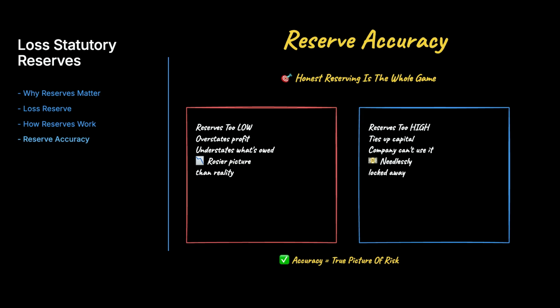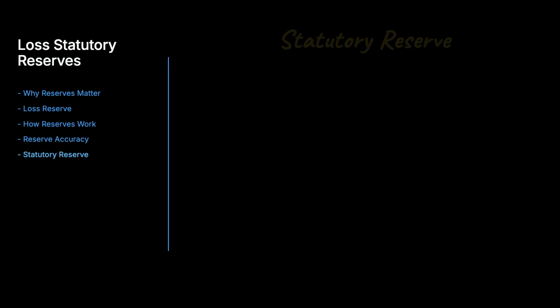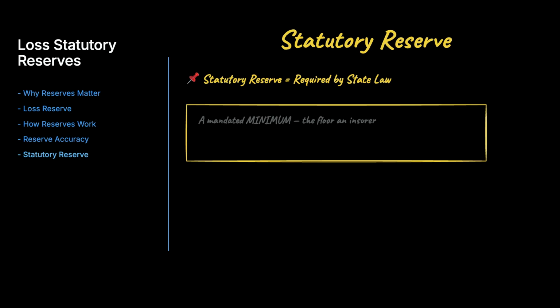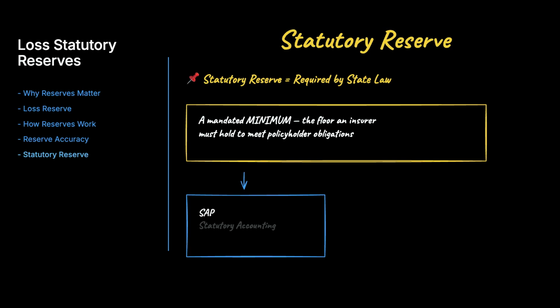Honest reserving is the whole game. The second type is the statutory reserve, and the name tells you everything. Statutory means required by statute, by state law. A statutory reserve is a mandated minimum, the floor an insurer must hold to meet policyholder obligations. Statutory accounting principles, shortened to SAP, govern how insurers report these figures to California regulators.